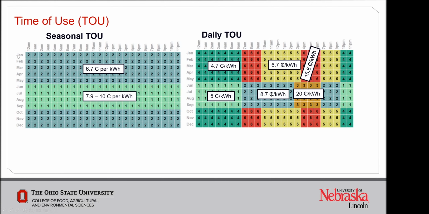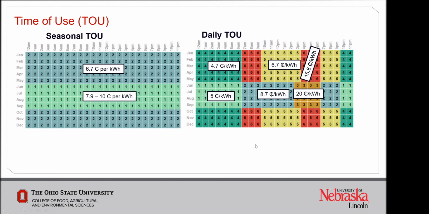This is every month on the Y-axis, and then the time of day on the X-axis, so you can look at every month of the year. In the summer on this rate schedule on the left, basically 8 to 10 cents is the cost of electricity, depending on how much you use in the month. In the wintertime, it's all 6.7 cents. Pretty simple. We know the price of electricity at essentially any day of the year and time of day.